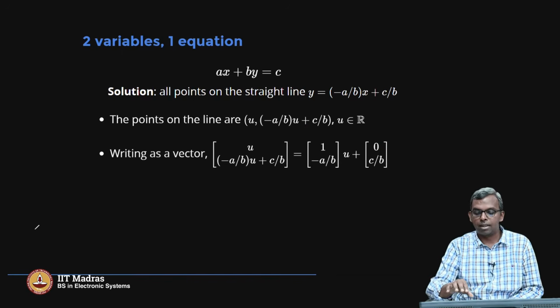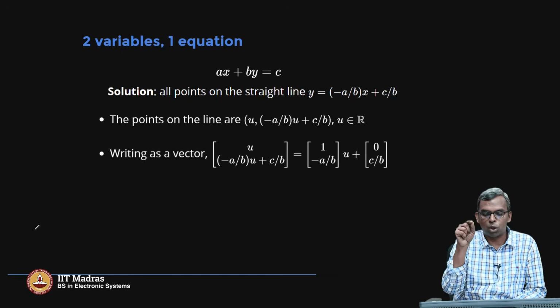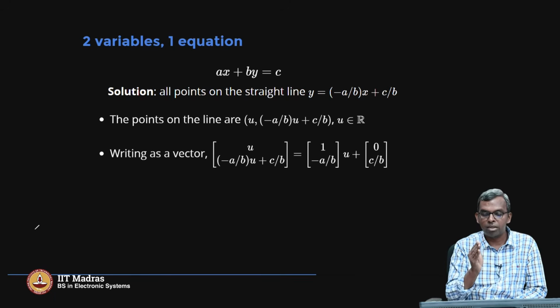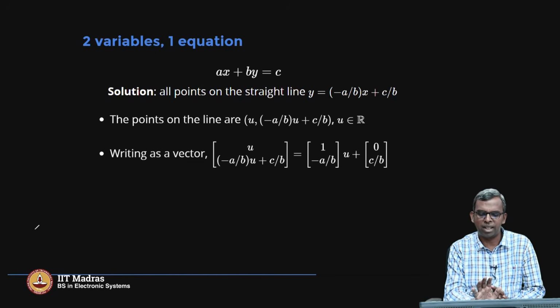So that's a simple picture. Now it turns out if you rewrite the points in the line as a vector, the x coordinate goes on top, u, and the y coordinate comes right below it, minus a by b u plus c by b. I can now write this as a linear combination, or a sum of two vectors. One vector is 0, c by b, the other vector is 1, minus a by b, multiplied by u. So it is simple rewriting, I am not doing anything different here.